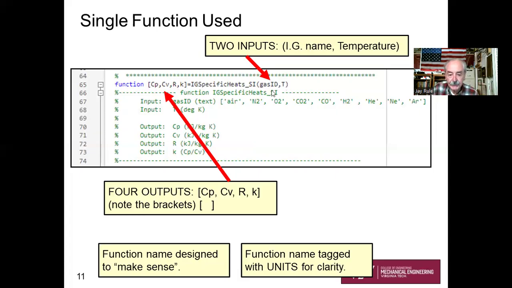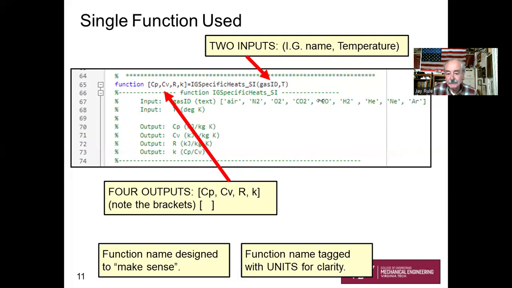2 variables are going in. One is called gas ID, and the other is temperature T. The gas ID is a text, and you, the user, yourself or myself, we're going to put in with little single tick marks any of these strings, but it can only be those strings: air, nitrogen, oxygen, CO2, CO, H2, helium, neon, and argon. Those are monatomic ideal gases.